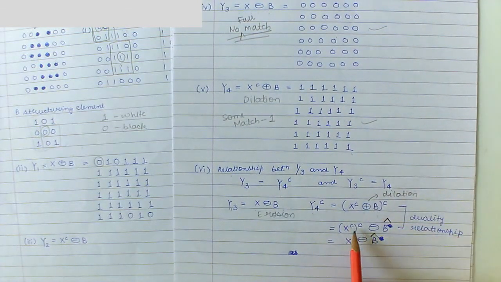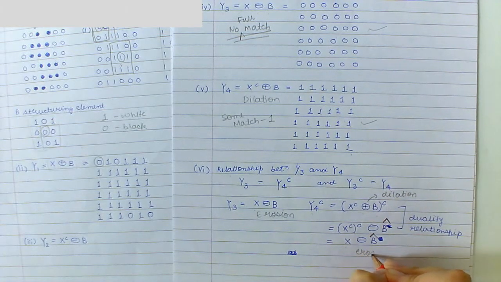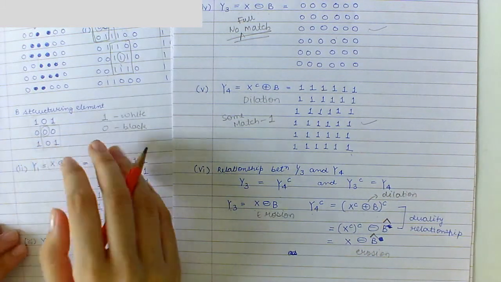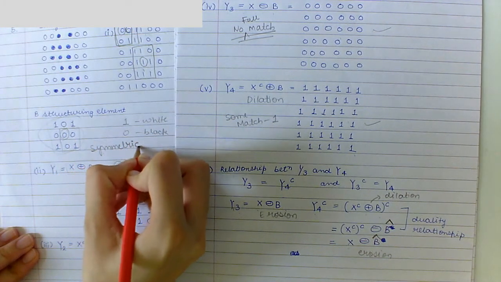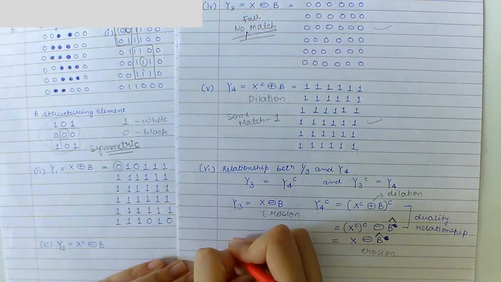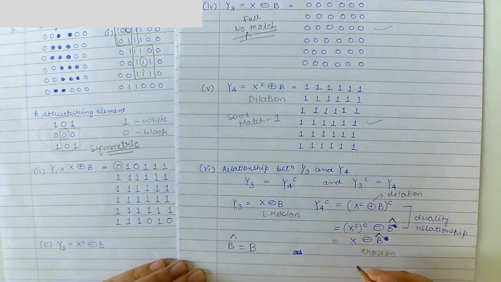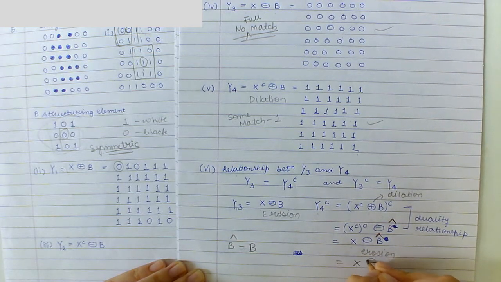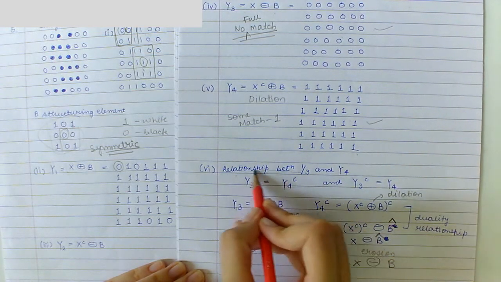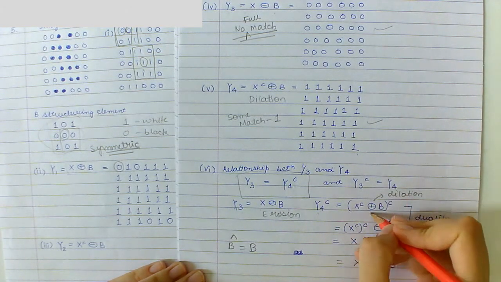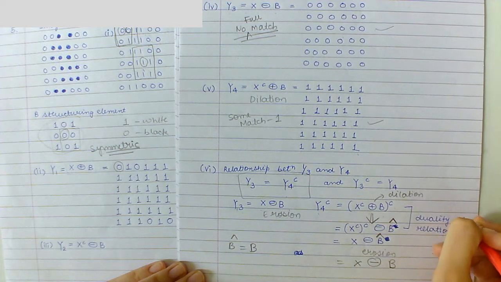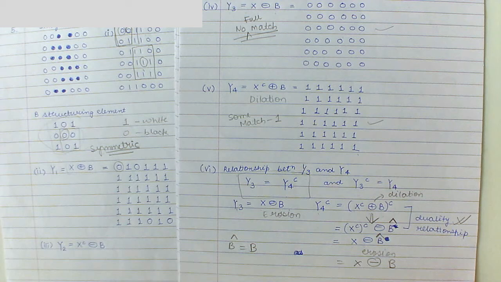So we complement this and this is B cap. So X erosion B cap, and as we can see that B is a symmetric matrix, we know that B cap equals B. So X erosion B. So this relationship is proved to be true, and we get this relation by applying the duality relationship, which is a known property of dilation and erosion.